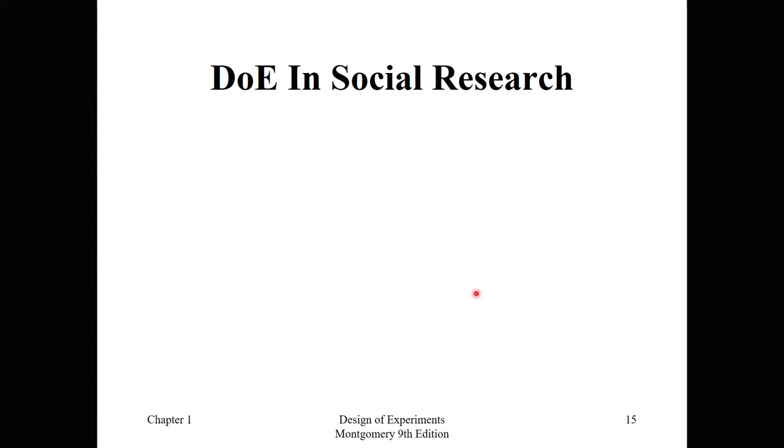All right, so in social research, design of experiments takes on a little bit of a different meaning, and so I wanted to talk through this because very often we use maybe the industrial definition, but social researchers are also very invested in design of experiments and have a bit of a different view.